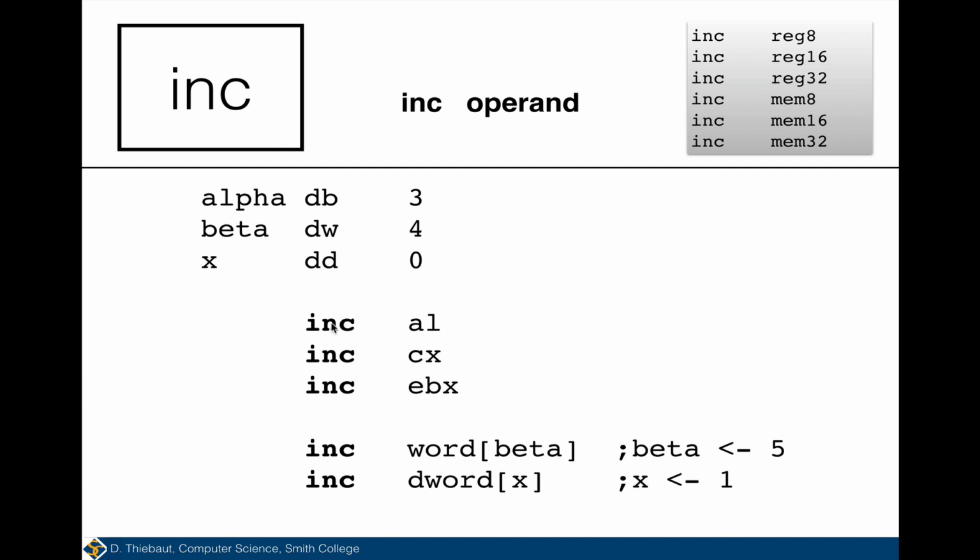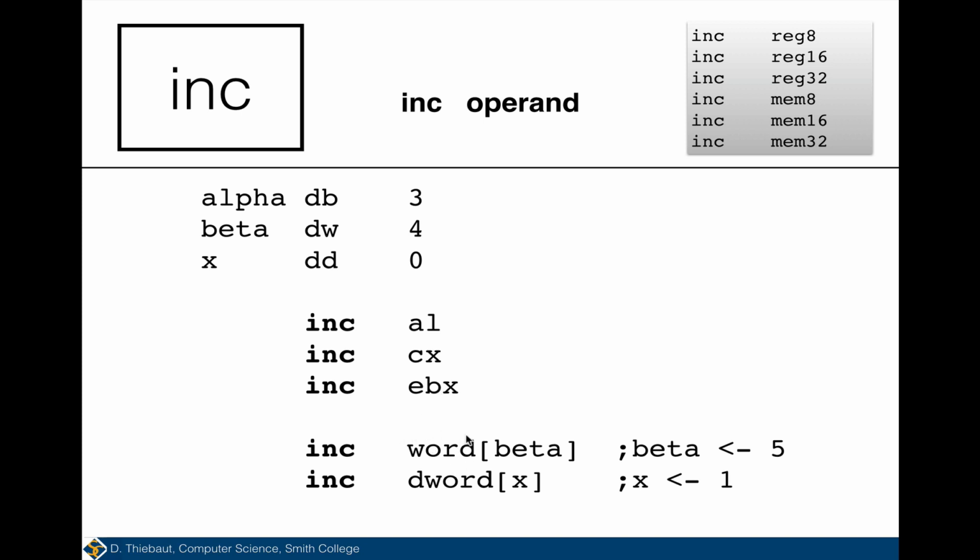And here are examples of the increment instruction. Increment AL: whatever is in the AL register would get incremented by 1. If you remember, AL is the lowest byte of EAX. Increment CX: CX is the lowest word of ECX. It's 16 bits, so increment CX would add 1 to whatever is currently in CX. And increment EBX would add 1 to the contents of EBX as a 32-bit register.